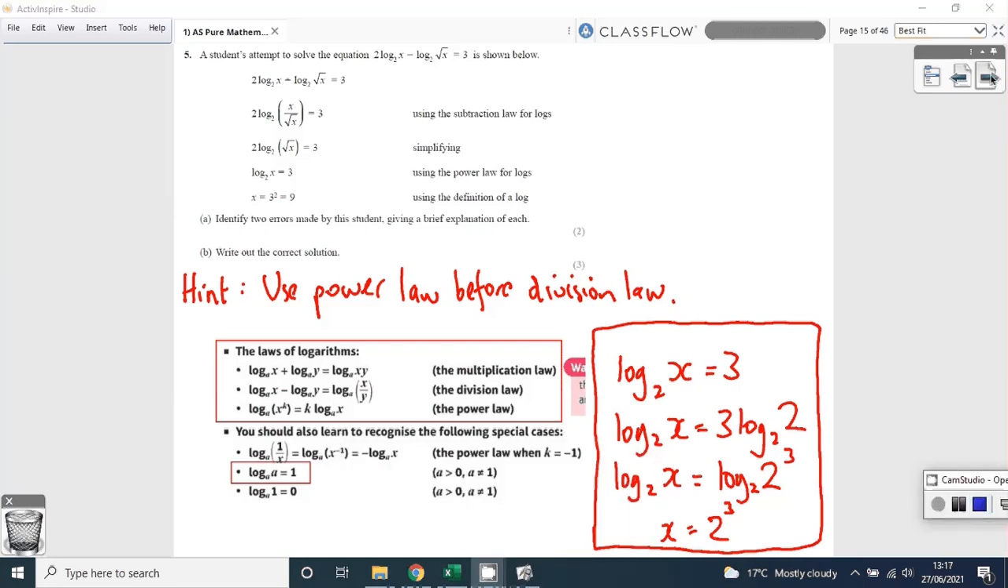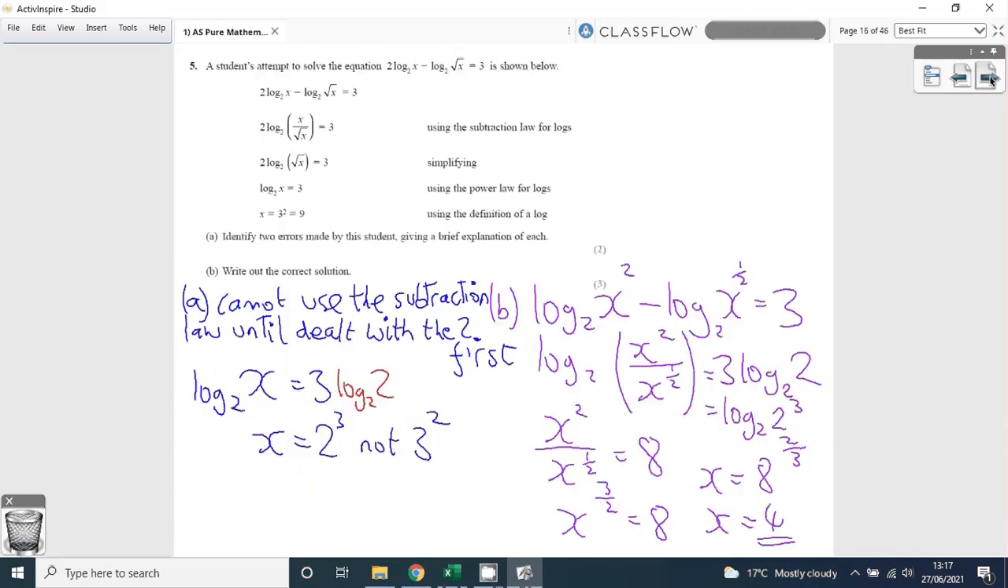Question 5, the final solution. So the two faults are firstly here. You can't go and use the division law until you've taken that 2 upstairs. You have to do the power law before you do the division law. I've stuck with the language they've been using, so you cannot use the subtraction law until you've dealt with the 2 first.